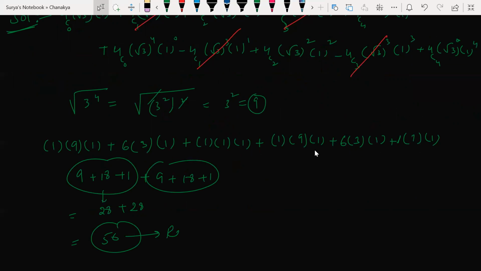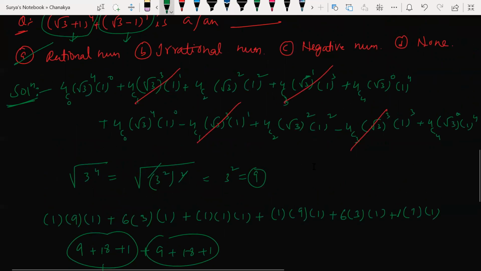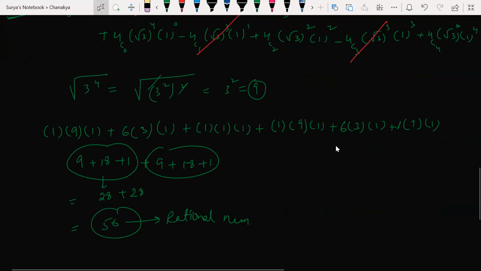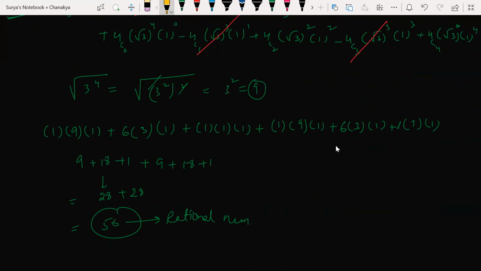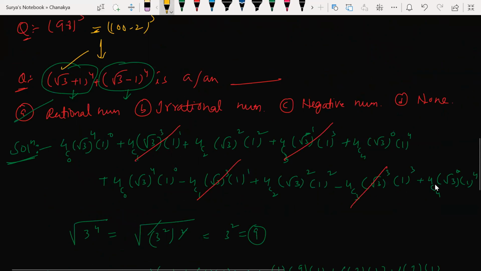56 is a rational number. Rational number is your answer. Option A is correct. Any doubts, beta? Any doubts, children? Here, all you need to remember is that normally you'll be getting all positive signs, but here, alternate signs. Alternate signs. Clear?